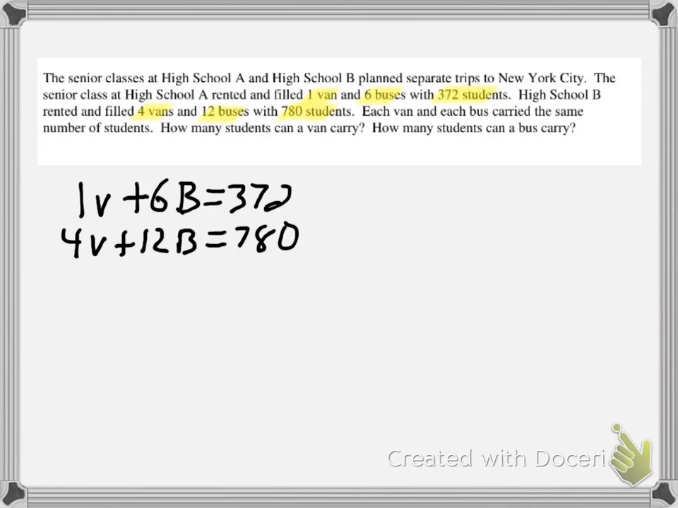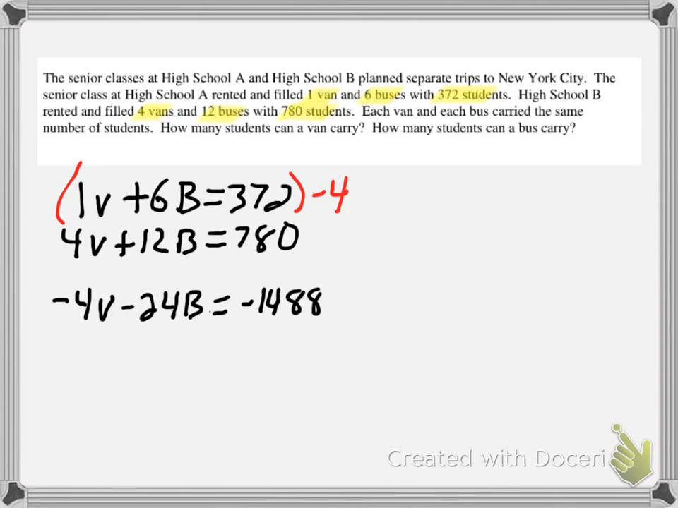I could also cancel out the v's and multiply the top one by -4. I think I'm going to do that one. So if I multiply this top one by -4, okay, so that'll give me a -4v minus 24b equals -1488. Bottom one would stay the same.